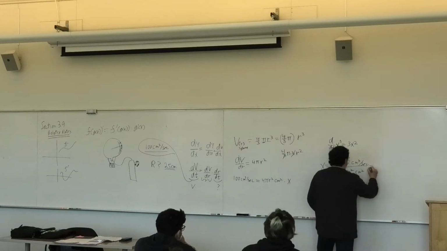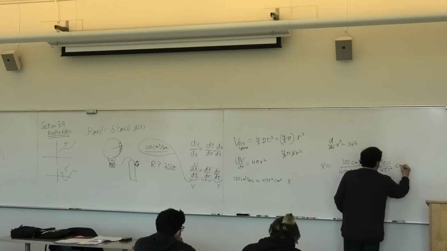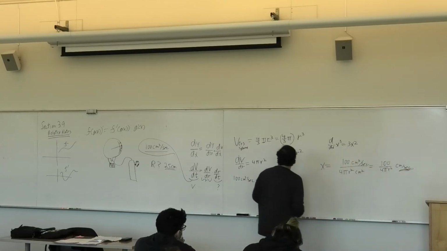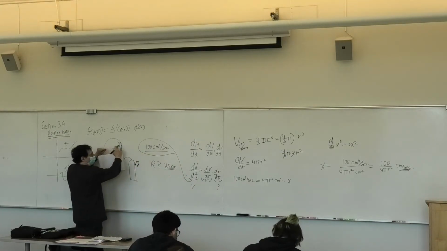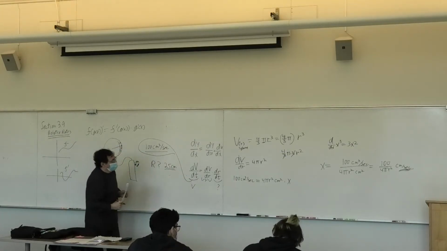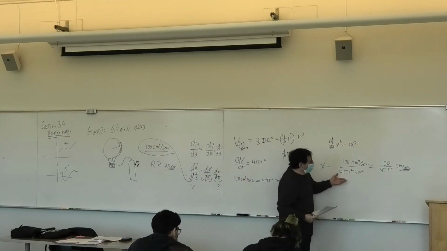And we're going to end up with 100 over 4 pi r squared centimeters per second. That's what I wanted to see, because centimeters per second is exactly what's happening to the balloon's radius. It's a linear velocity.